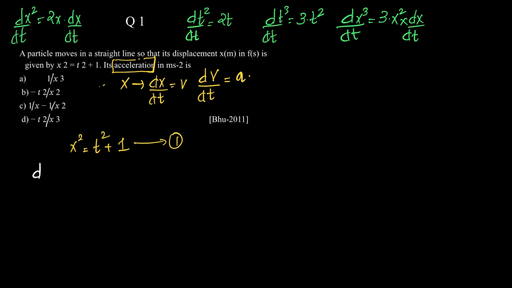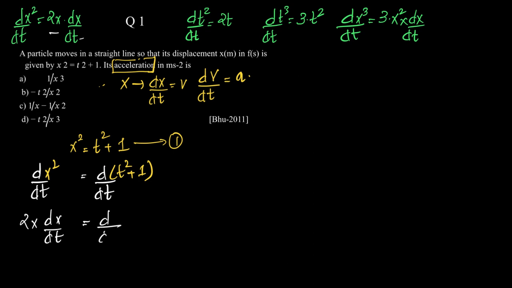Now, when we differentiate this equation, we get d by dt of x square is equal to d by dt of t square plus 1. Now have a look here. It is not d by dx of x square. It is d by dt of x square. In which case, what is d by dt of x square? Is it 2x? No, it is 2x into dx by dt, which is further equal to d by dt of t square plus d by dt of 1.